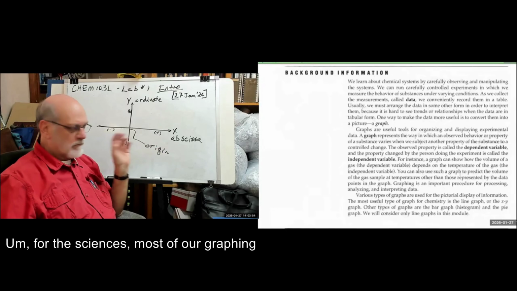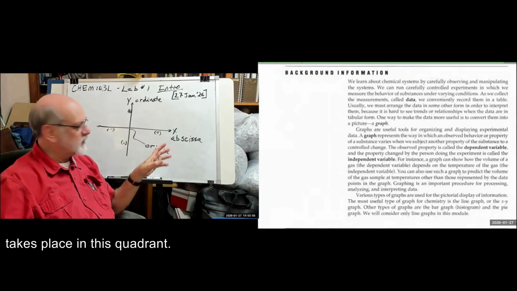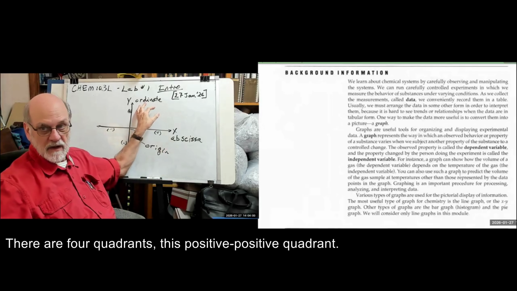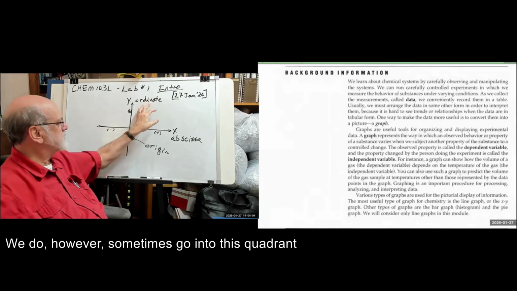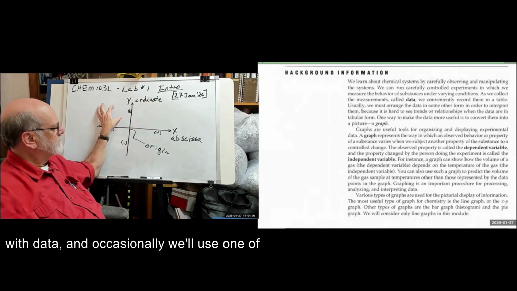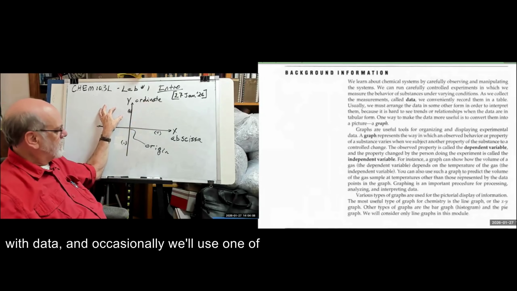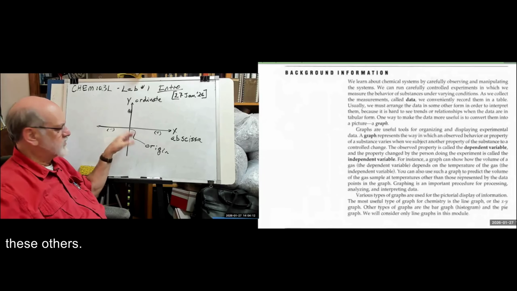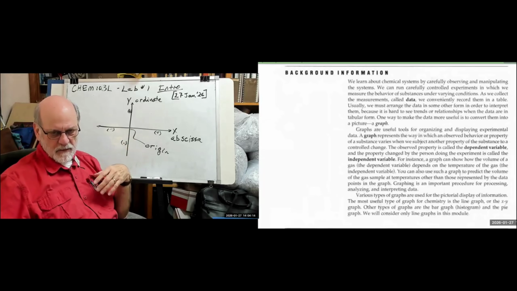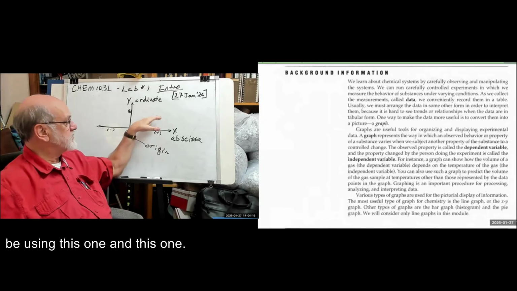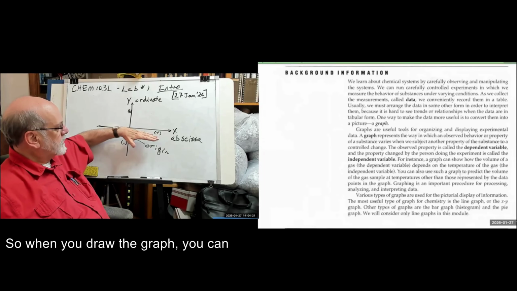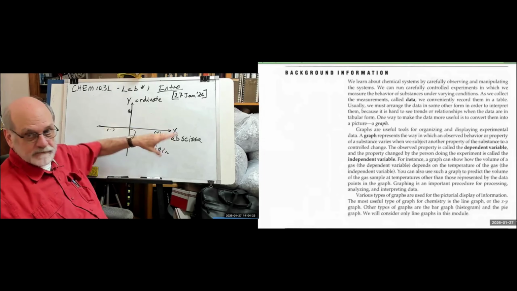For the sciences, most of our graphing takes place in this quadrant. There are four quadrants. This positive quadrant. We do, however, sometimes go into this quadrant with data, and occasionally we'll use one of these others, but in this class, we're only going to be using this one and this one. Right? So when you draw the graph, you can ignore this part of it down here.